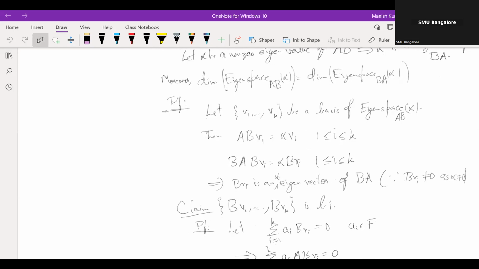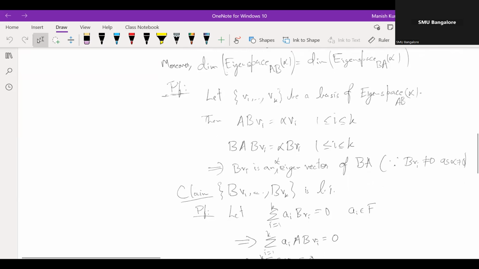So we'll get one inequality, and then the other inequality is by symmetry. So let's try to see why it is linearly independent. Suppose there is a linear relation, so suppose summation i equals 1 to k a_i b v_i is 0 for some a_i's in your field F. Then what you do, you apply a to it.